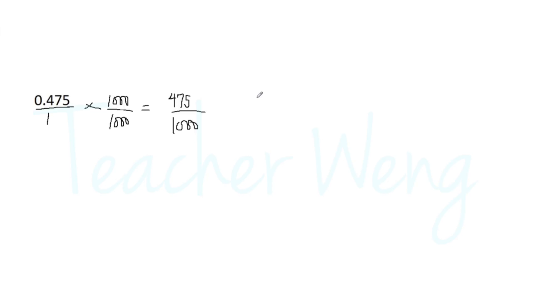Okay, so this fraction is not written in simplest form. So we need to simplify this one by finding the greatest common factor. And we all know that the greatest common factor is 25. So divide both numerator and denominator by 25. So 475 divided by 25, that is equal to 19. And 1,000 over 25 is equal to 40. So the result is 19 over 40.